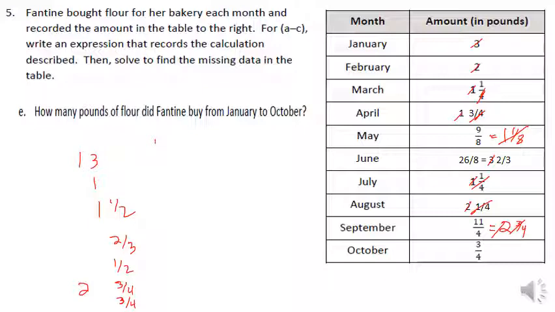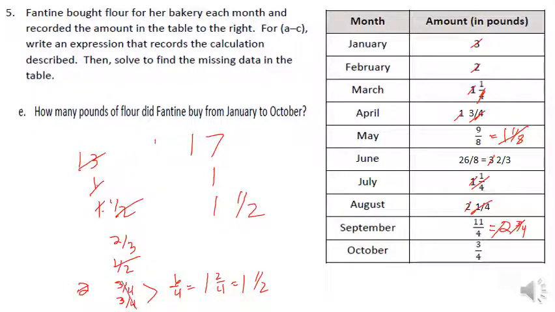All right, so whole numbers, I got 13, 14, 15, 16, 17. So I know I have 17 in whole numbers. I have a half and a half, which will give me a whole. And I've got a 3/4 and 3/4, which will give me 6/4, which will give me 1 2/4, which equals 1 1/2. So I got 1 1/2, and I can line those out. And I still have a 2/3. So now we have 19.